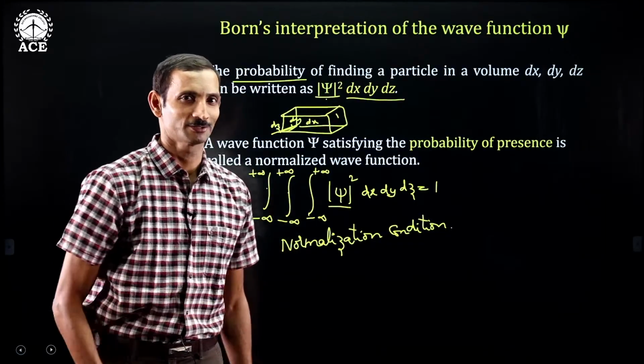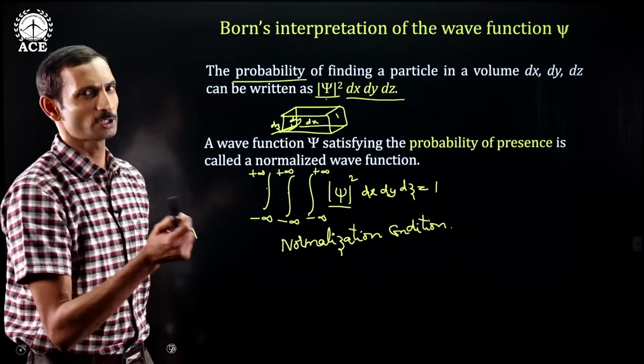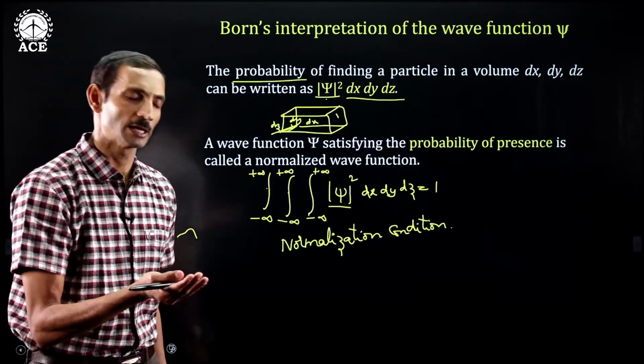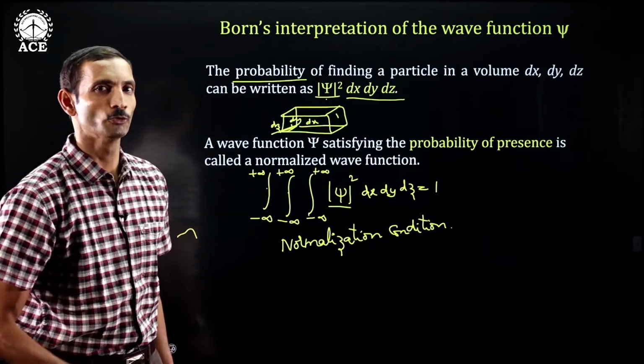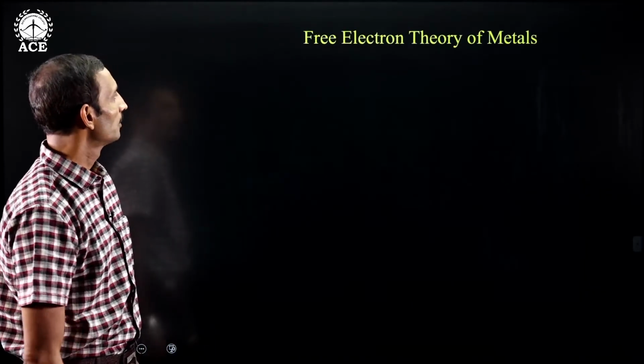In fact, it was given in the last examination, right? But do just 3 points for 1 mark. Adjust it that way. Write it down. You won't lose marks, right? This is all about the Born's interpretation.